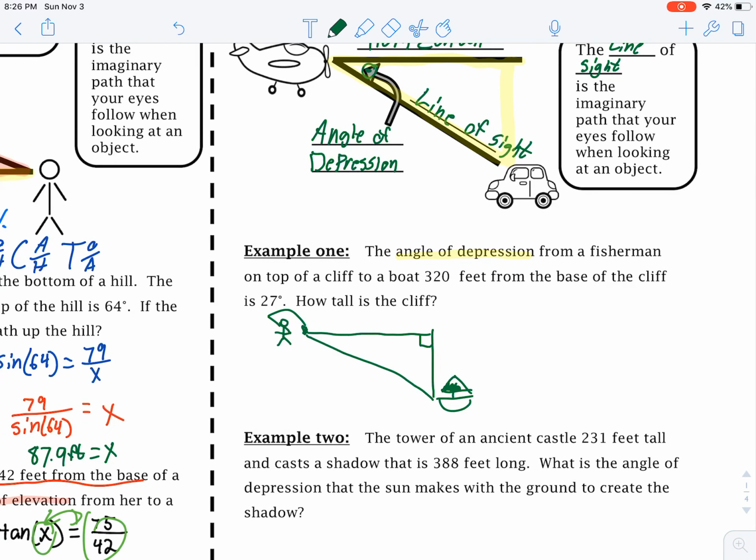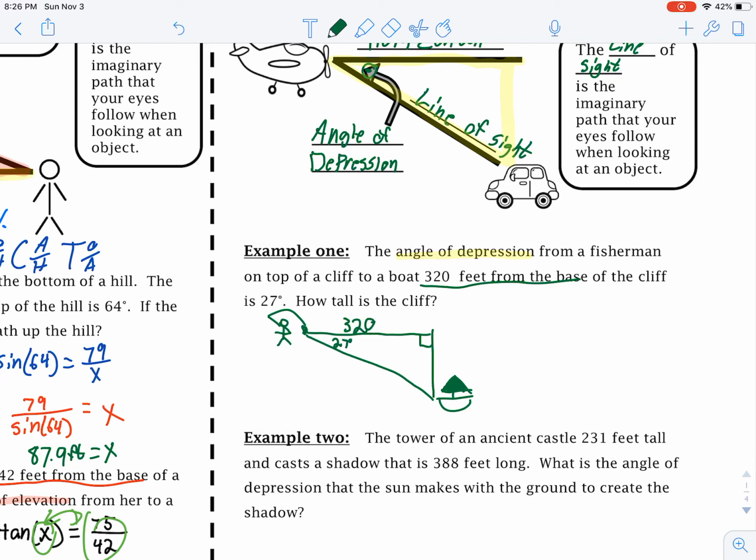Okay. All right, so the boat is 320 feet from the base. That's from side to side whenever they talk about that. So the part of the triangle that we're going to label 320 is our horizontal. And the angle they're looking at is 27, so that goes on the inside, so it's 27 degrees. They want to know how tall the cliff is. So would that be our diagonal or would that be the vertical? Hopefully you said vertical, and that's going to be our x.